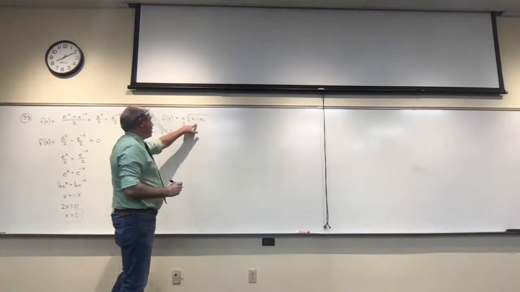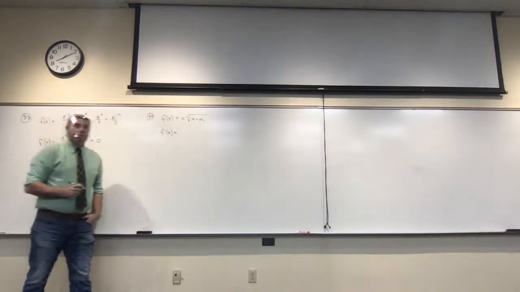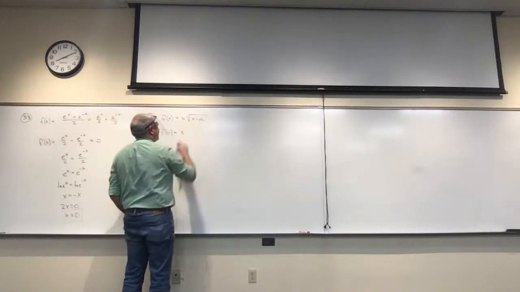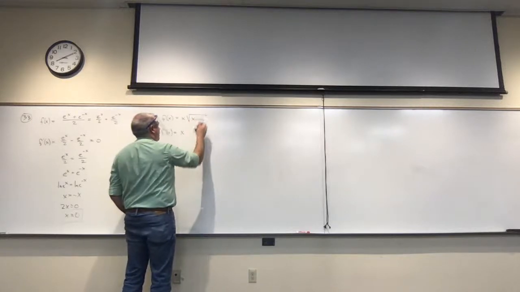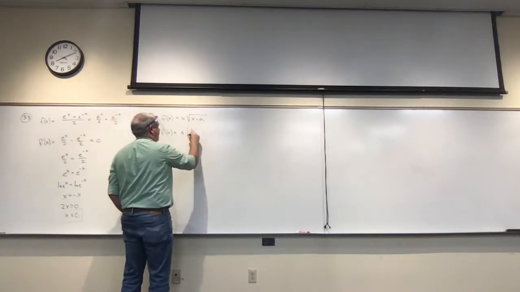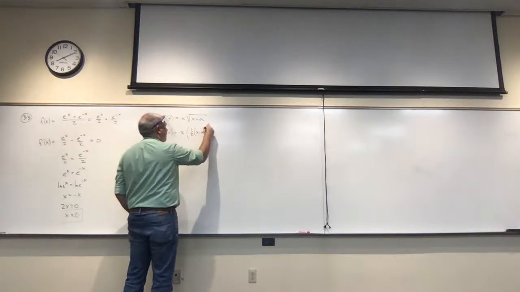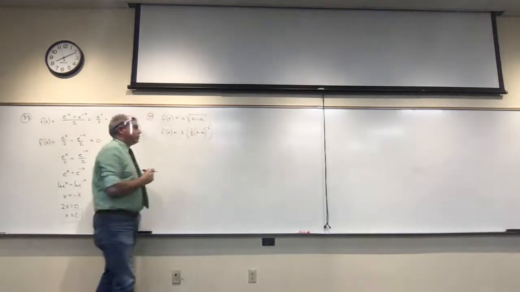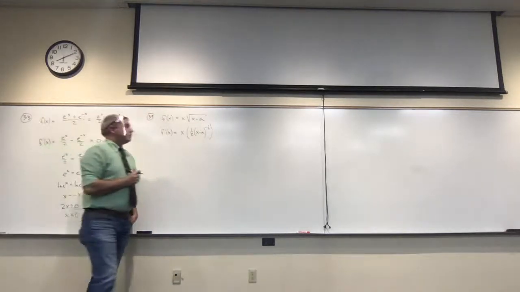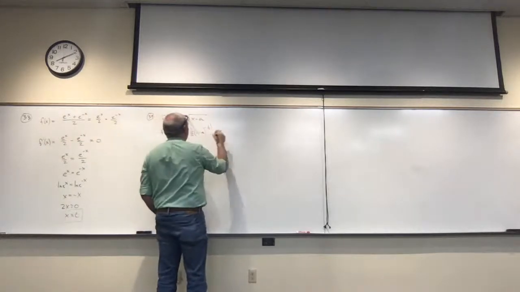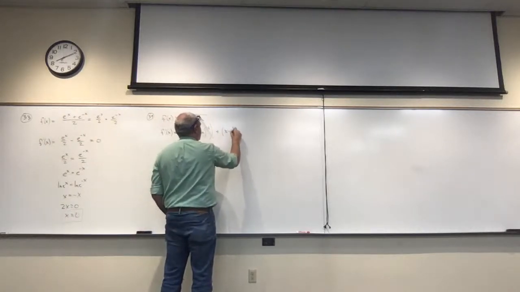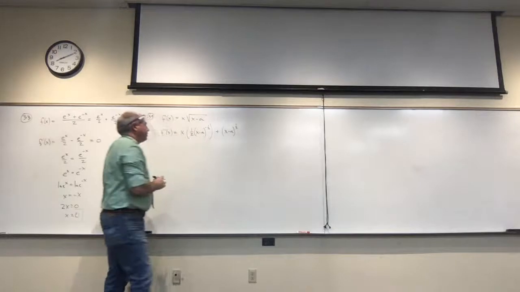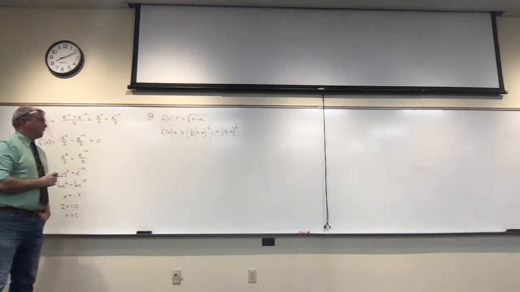So this is a product, so I need to use the product rule. So I get the first, which is x, times the derivative of the second. Well, the derivative of (x minus a) to the 1/2 would be 1/2 times (x minus a) to the negative 1/2 times the derivative of what's inside, which is just 1 in this case, plus the second, which is (x minus a) to the 1/2 times the derivative of the first one, which is just 1. Okay, so here's our derivative.